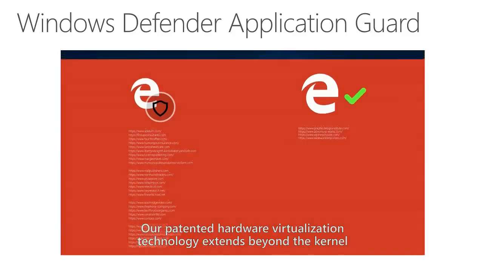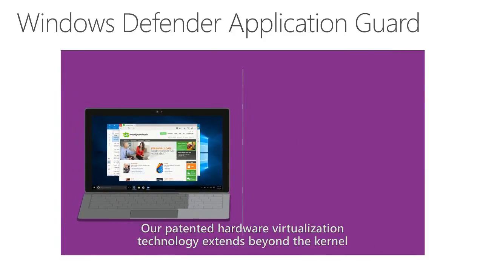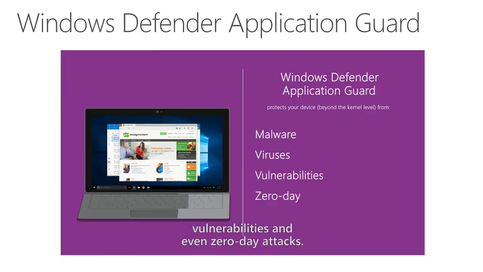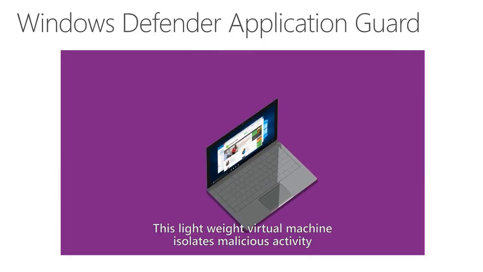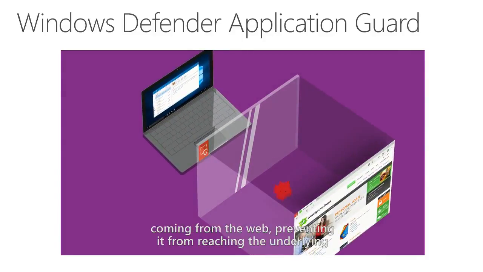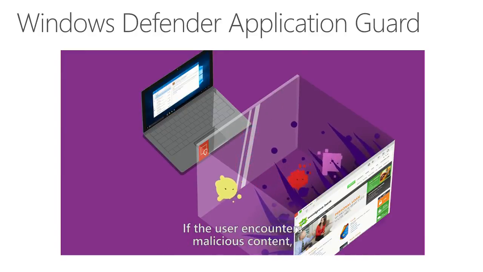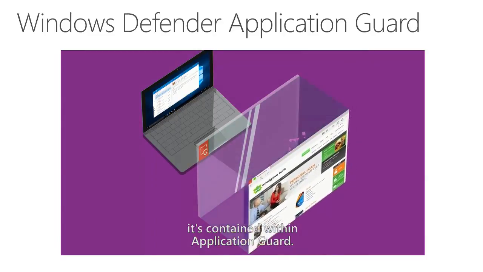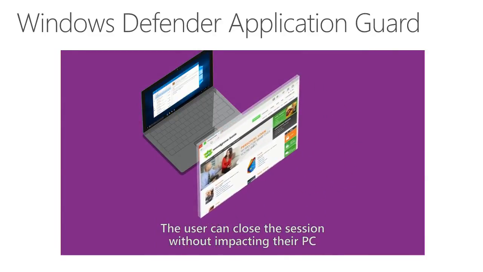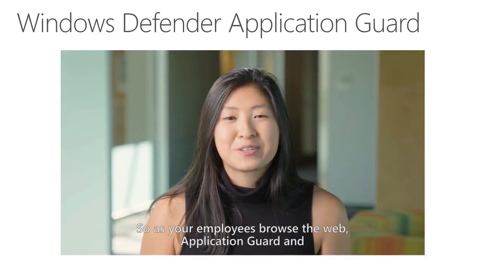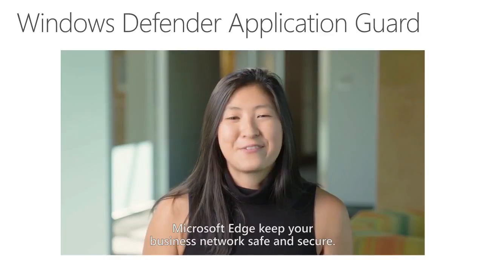Our patented hardware virtualization technology extends beyond the kernel level, protecting your network from malware, viruses, vulnerabilities, and even zero-day attacks. This lightweight virtual machine isolates malicious activity coming from the web, preventing it from reaching the underlying operating system, apps, and data. If the user encounters malicious content, it's contained within Application Guard. The user can close this session without impacting their PC or network. So as your employees browse the web, Application Guard and Microsoft Edge keep your business network safe and secure.